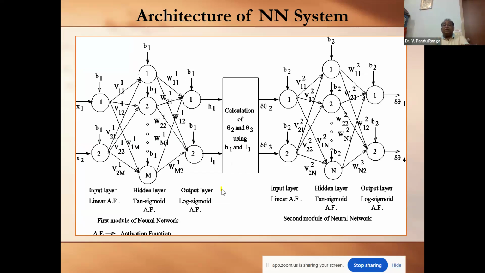This is the architecture of the neural network used to solve the problem. As I mentioned, it has x1 and x2 as the inputs and H1 and L1 as the outputs, with the help of which we calculate theta 2 and theta 3. For the next step, we calculate the change in the values, delta theta 2 and delta theta 3, and they are given as input to the network, and we get delta theta 1 and delta theta 4 as the outputs. Various functions are used: linear activation, tan sigmoid, and log sigmoid for different layers of this network.